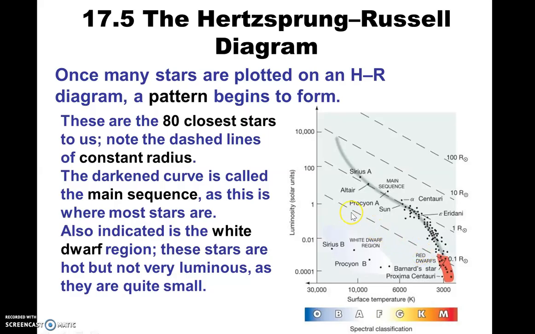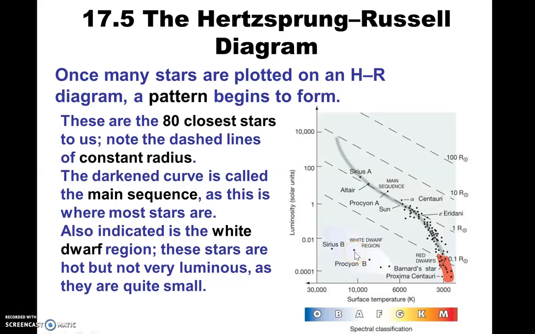This would be 1/10 the size of the sun. Then there's another line, they're not showing it here, but that would be 1/100th, and so forth, the size of the sun. All right, so even with just 80 stars, we're starting to see the main sequence. This region up here is going to be called the giant and supergiant stars. This region down here are called the white dwarfs because they appear white. They're extremely small compared to the sun.